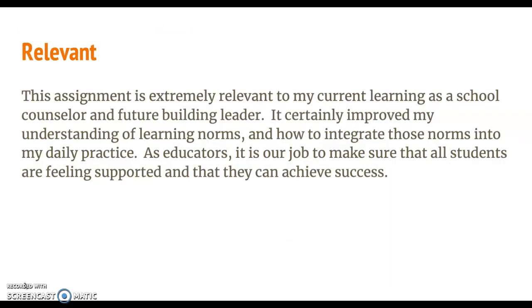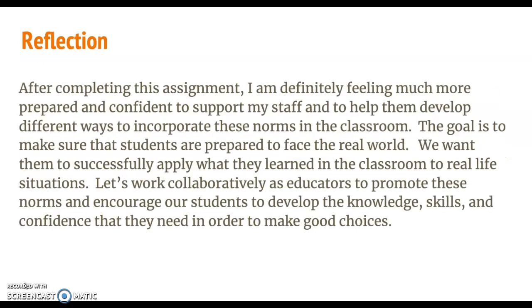Relevant. This assignment is extremely relevant to my current learning as a current school counselor and future building leader. It certainly improved my understanding of learning norms and how to integrate those norms into my daily practice. And as educators, it is our job to make sure that all students are feeling supported and that they can achieve success. In reflection after completing this assignment, I am definitely feeling much more prepared and confident to support my staff and to help them develop different ways to incorporate these norms into the classroom.